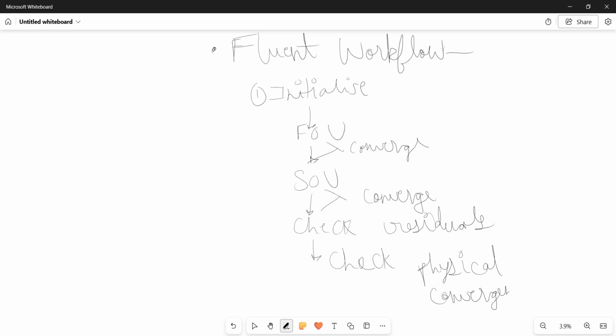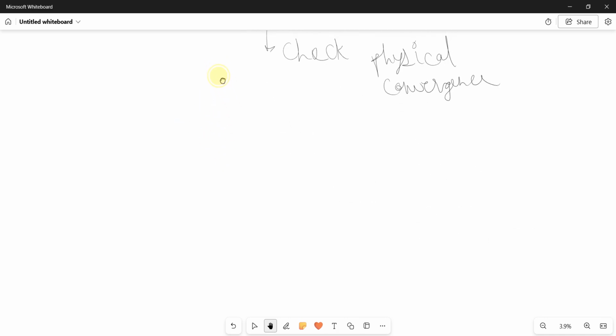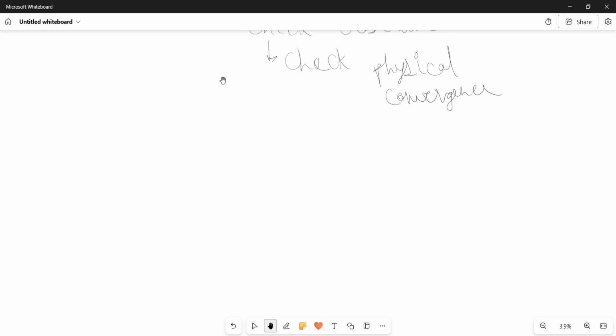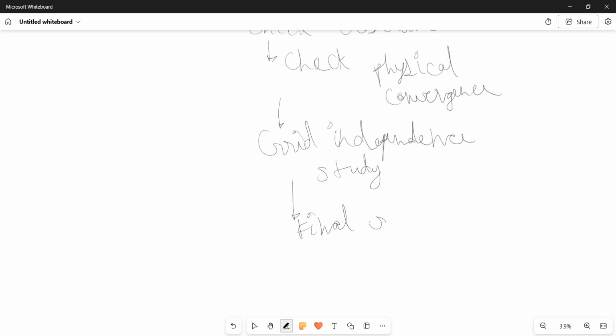Now if I'm taking, I don't know, an example of rocket motor simulation, I'll check thrust, I'll check mass flow, I'll check the outlet Mach, etc. I'll verify that physically, and then I'll do a grid independence study, and then I get the final results. Okay, so what does grid independence study mean?